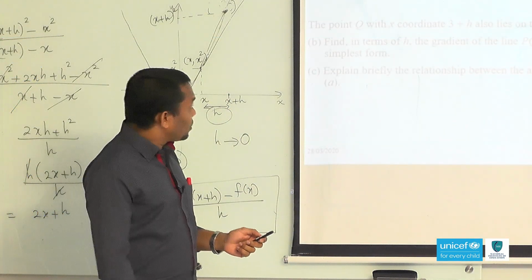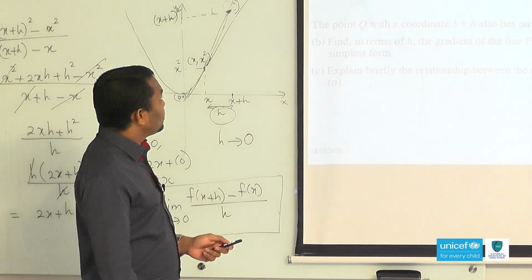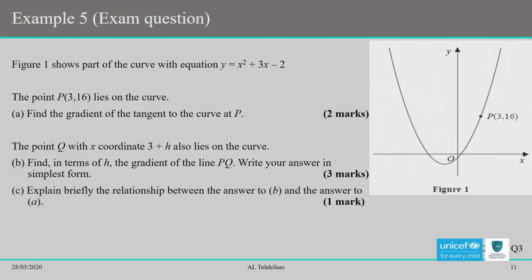Now, this is an exam style question which shows the point (3, 16), as you see on the right side diagram, lies on the curve. Find the gradient of the tangent to the curve at P. The equation of the curve is y equals x squared plus 3x minus 2. So, we want to find the gradient of the tangent to the curve at P. In order to do that, our first step is to differentiate. I am going to demonstrate that on the board.